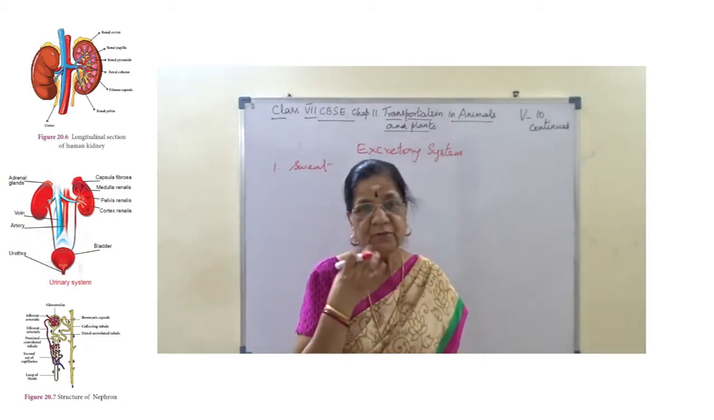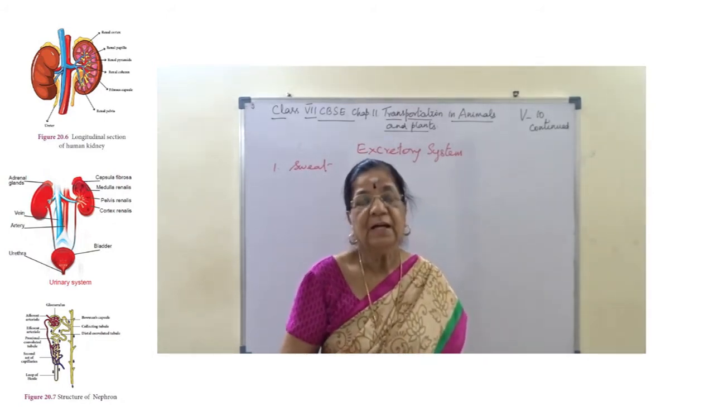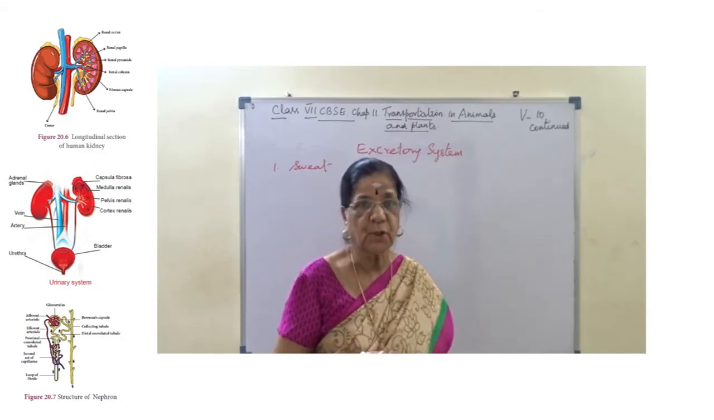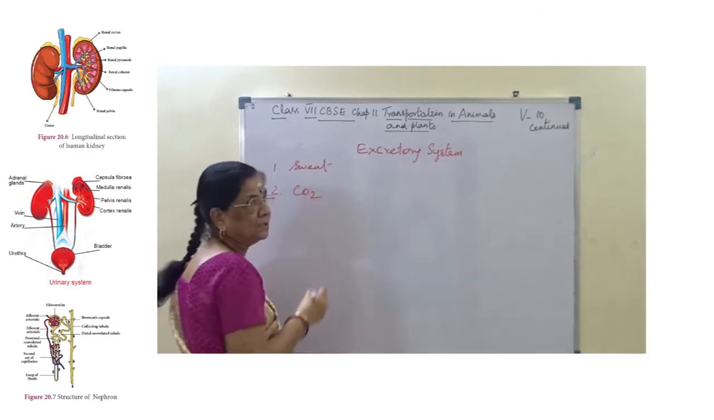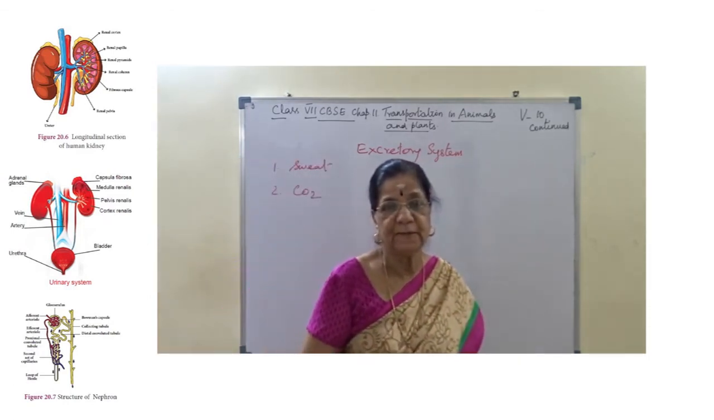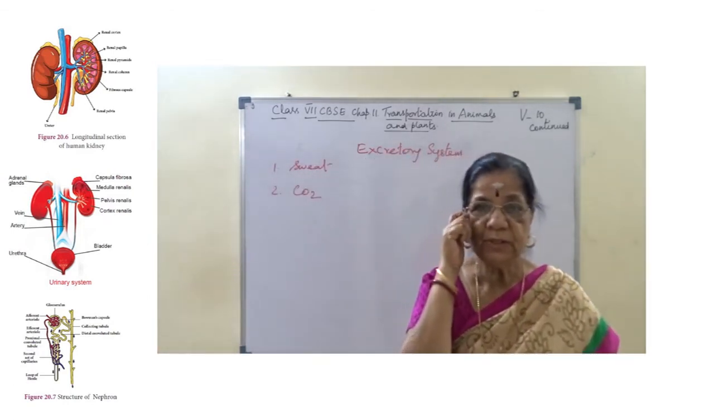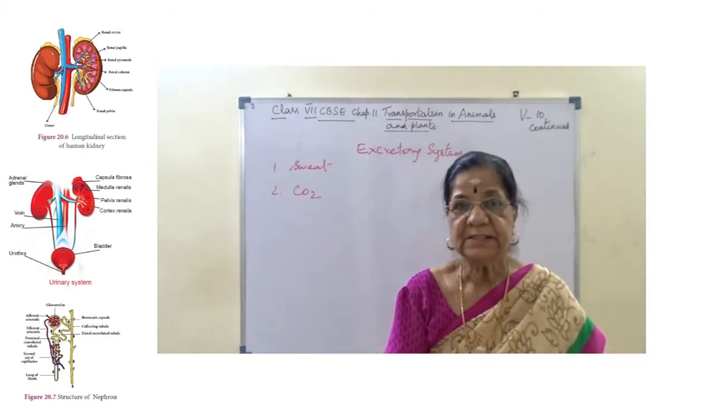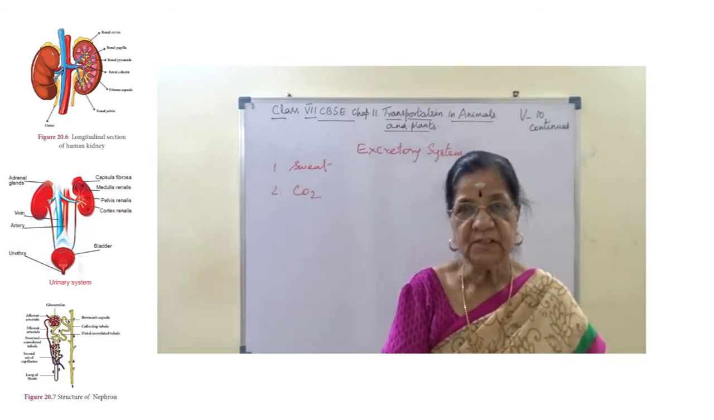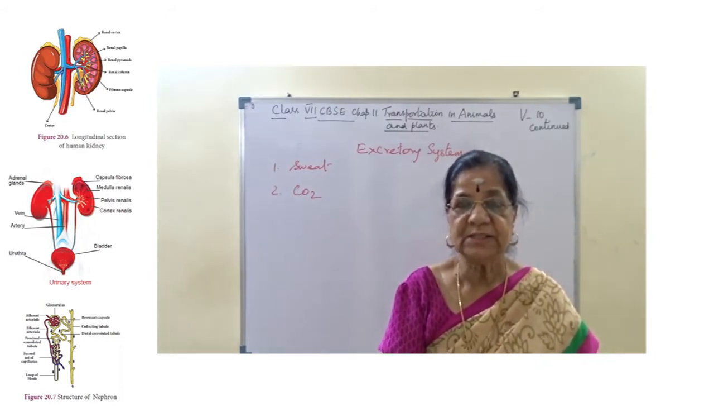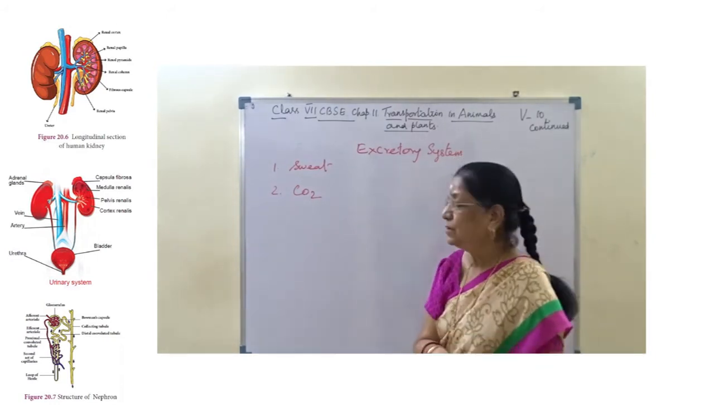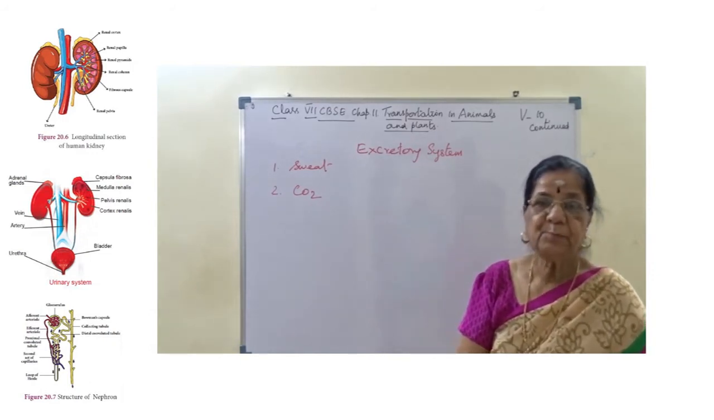It is also an excretory product. And then the second one is carbon dioxide during respiration. During respiration, oxygen is taken in and carbon dioxide is given out. So that is also an excretory product.